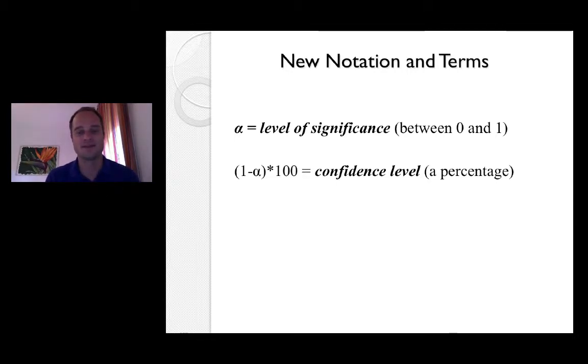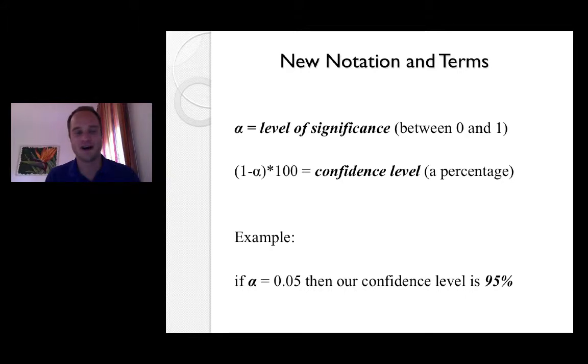The level of confidence as a percentage is calculated as (1 minus alpha) times 100. For example, if alpha is 0.05, if my level of significance is 5% or 0.05, then my level of confidence is 95%. Another example is if my confidence level is 80%, then my alpha level of significance is 0.2. So if you have one of those values, then you can, of course, back out the other.